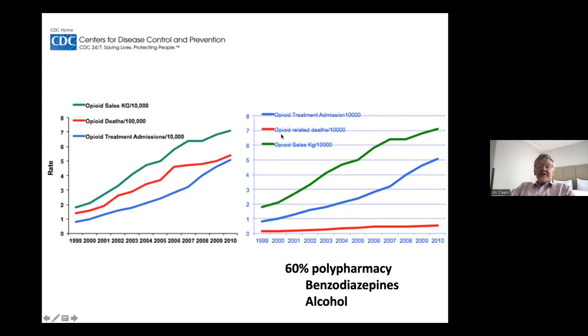And it's also important to consider that 60% of opioid-related deaths are from polypharmacy, people who are taking benzodiazepines and alcohol together with the opioids that they're taking. And most people in these deaths have never been prescribed these medicines medically as well. They're obtaining them illicitly going forward. So statistics, you've got to understand them.